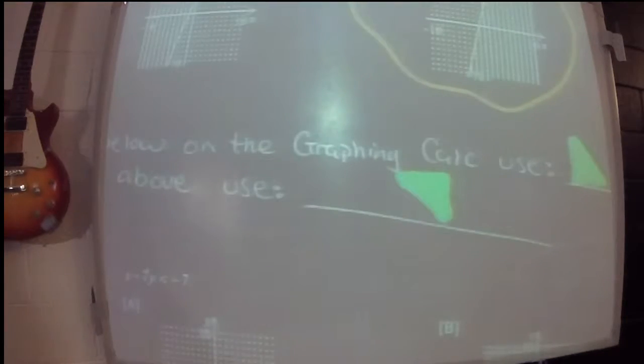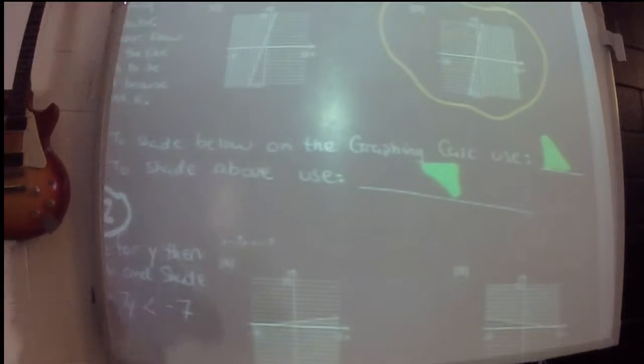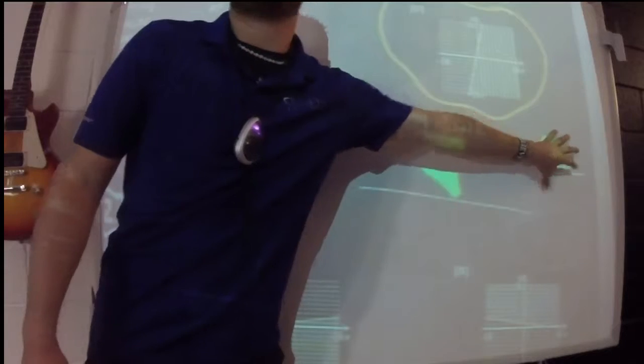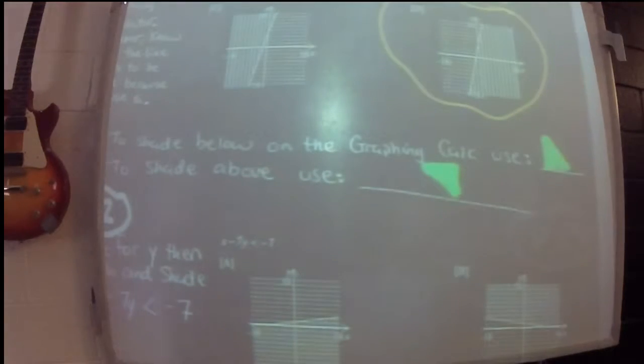All right, so the note you want to make for yourself is what triangle to use. To shade below, use the triangle that looks like that. So to shade below, use the lower triangle. To shade above, use the upper triangle. So we're going to put y equals mx plus b in, and then we're going to shade below or shade above.